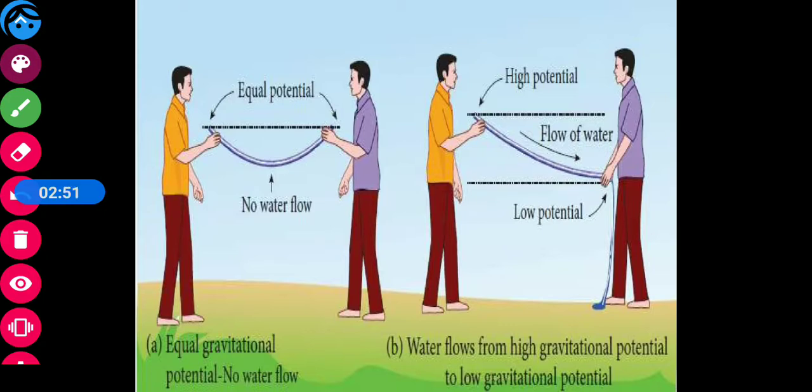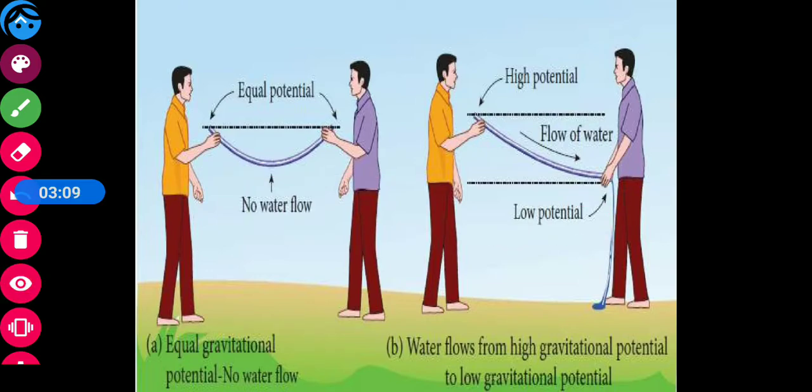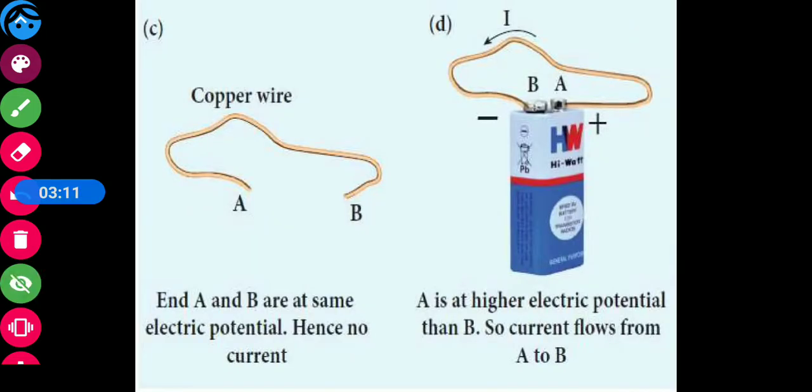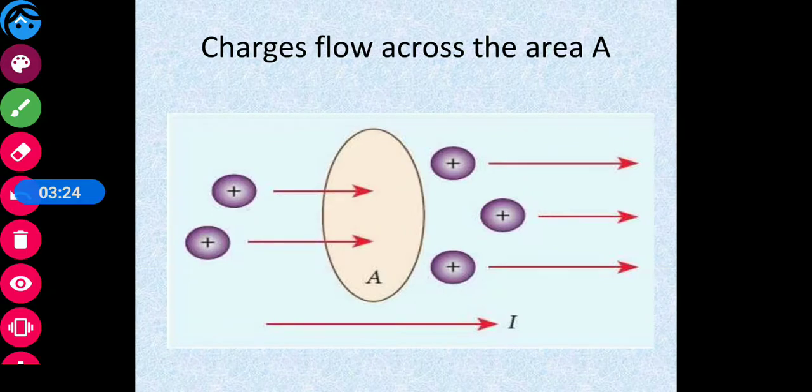Now, as you know, water can flow only when there is a difference in height. When both ends are at the same height, there is no water flow. If one end is higher and the other is lower, only then can the water flow. Similarly, when A is at higher potential and B is at lower potential, current starts flowing from A to B. When A and B are both at the same potential, no current flows. Similarly, charges flow across the area A.